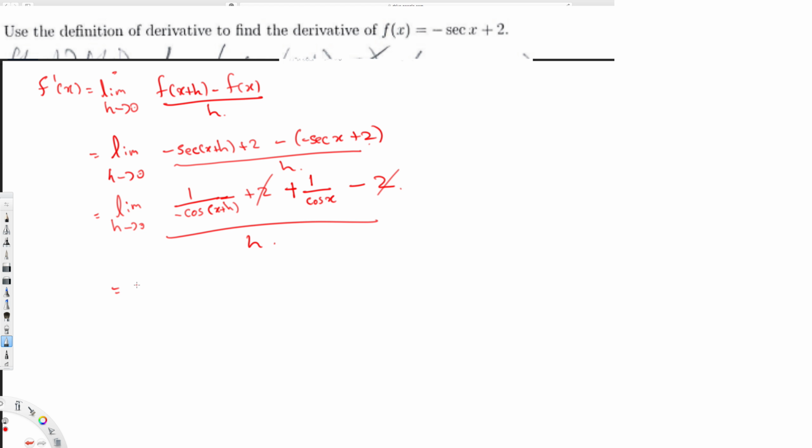Then we have this thing remaining, so it's going to be limit h approaches 0. Now what I can do is take the common denominator of both of them. So it's going to be minus cos of x plus h, over, with cross multiplication, cos x times cos of x plus h.